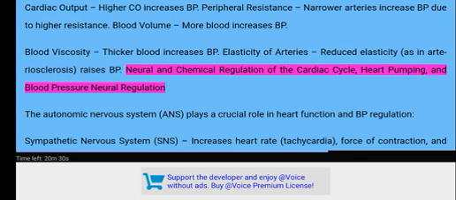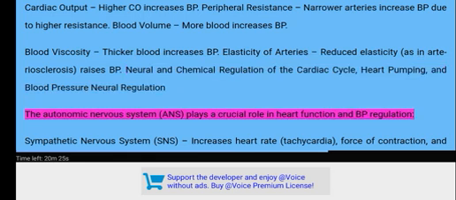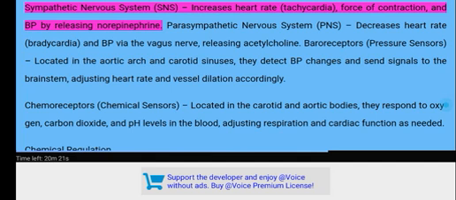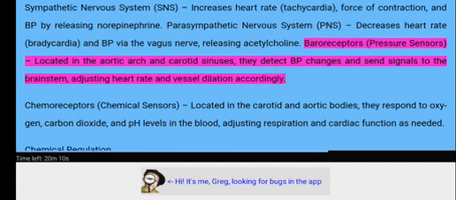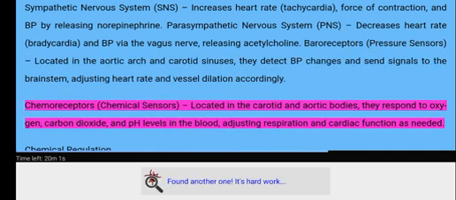Neural and chemical regulation of the cardiac cycle, heart pumping, and blood pressure. Neural regulation. The autonomic nervous system, ANS, plays a crucial role in heart function and BP regulation. Sympathetic nervous system, SNS, increases heart rate, tachycardia, force of contraction, and BP by releasing norepinephrine. Parasympathetic nervous system, PNS, decreases heart rate, bradycardia, and BP via the vagus nerve, releasing acetylcholine. Baroreceptors, pressure sensors located in the aortic arch and carotid sinuses, detect BP changes and send signals to the brainstem, adjusting heart rate and vessel dilation accordingly.